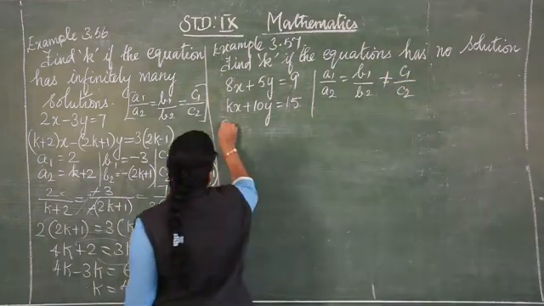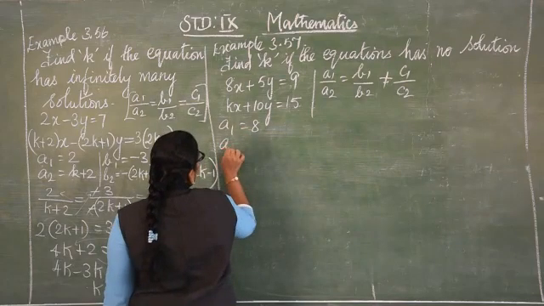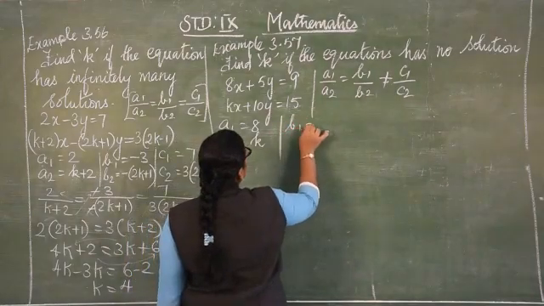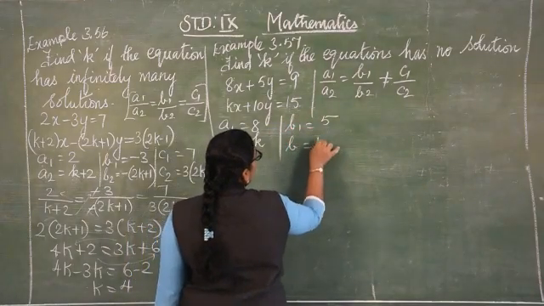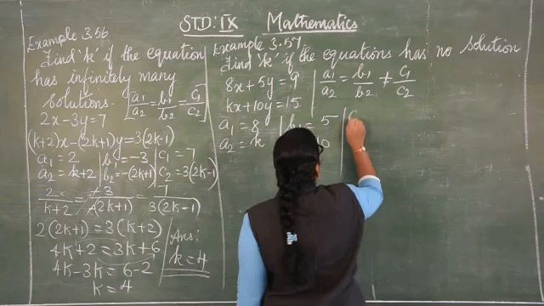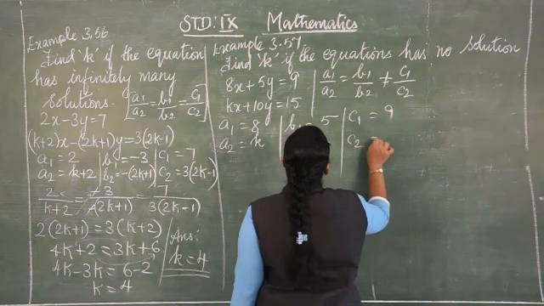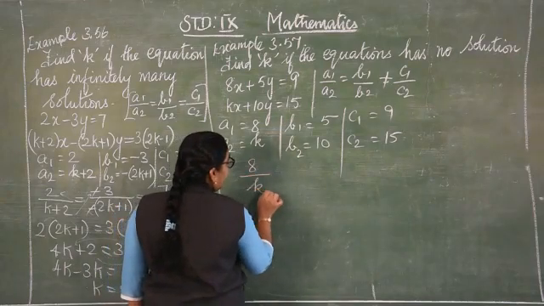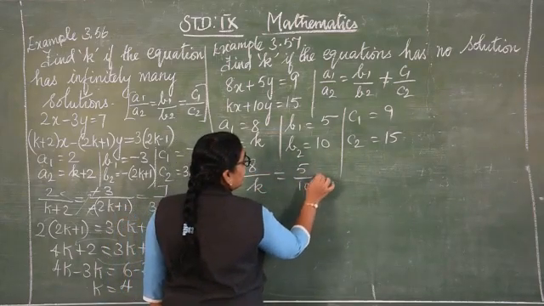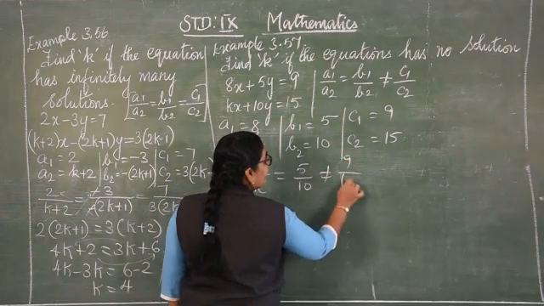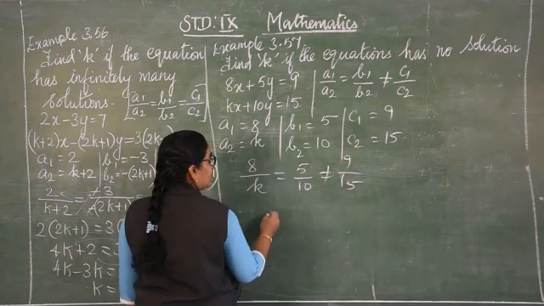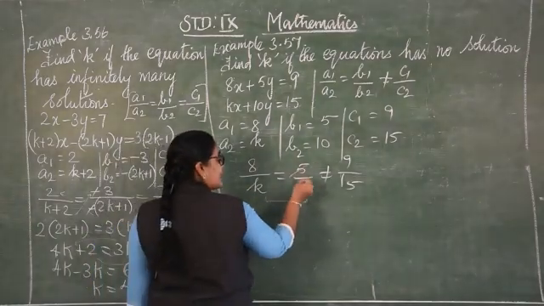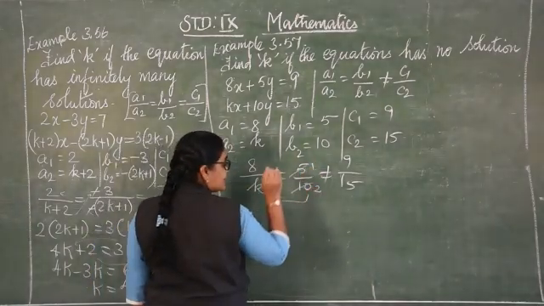Then what is the value of a1 now? 8. a2 is equal to k. Then b1 is equal to 5, b2 is equal to 10, c1 is 9, c2 is 15. Apply the values now. 8 by k is equal to 5 by 10 should not be equal to 9 by 15. So this one, don't bother. Now equate these two alone because these two are equal.